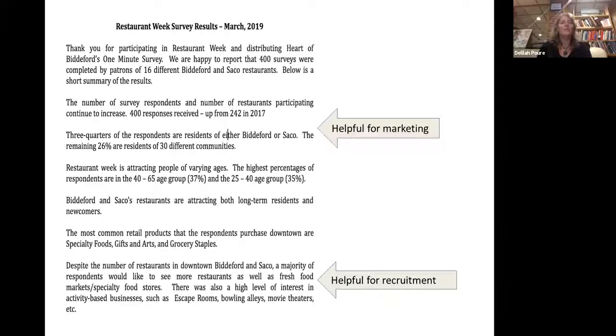For example, three-quarters of the respondents of our survey, and that year, I think, we had 400 surveys completed, were from Biddeford or Saco. And then the remaining 26% were from 30 different communities. So if our restaurants or Heart of Biddeford wants to promote Restaurant Week or the restaurants, we can definitely know that we're spending our money wisely to invest in marketing in Biddeford and Saco, because those are the folks who are coming downtown.